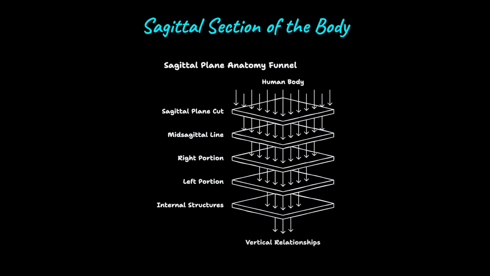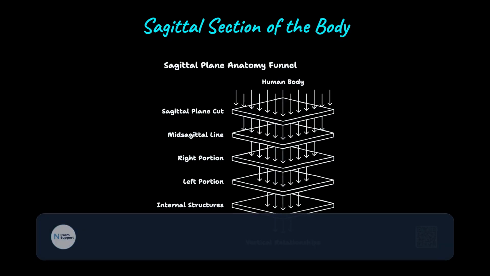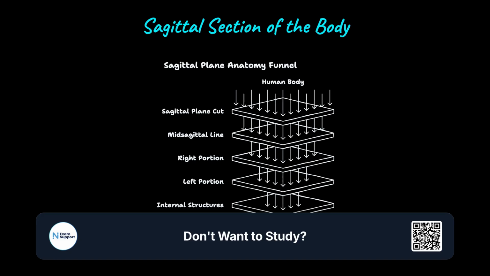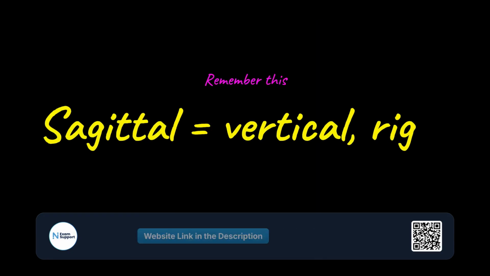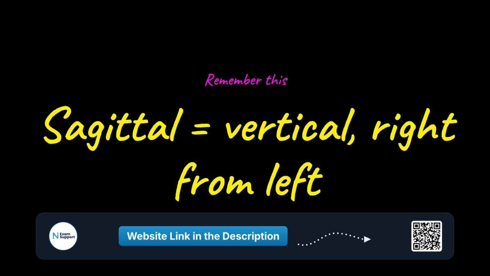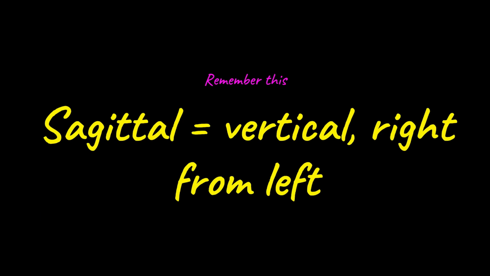Imaging like MRI and CT produce sagittal slices exactly like this, showing vertical relationships between structures such as the spine, brain, and abdominal organs. On exam day, watch for the phrase vertical plane dividing right and left. That's your sagittal cue, distinct from coronal's front, back, and transverse's top-bottom division.